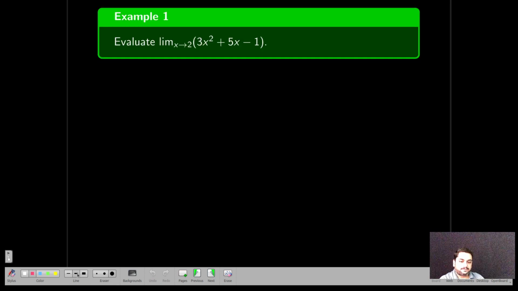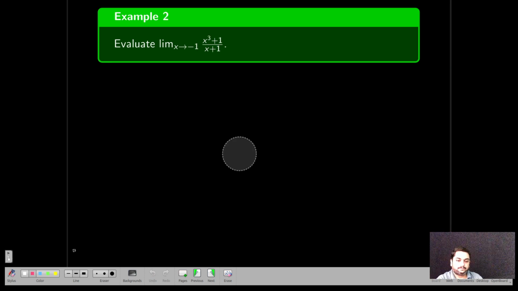So simple examples. Let us say, so here if I put 2, the limit exists. There is no undefined form here, so I can directly put 2 into 3 times 2 square plus 5 into 2 minus 1. This will be 21.